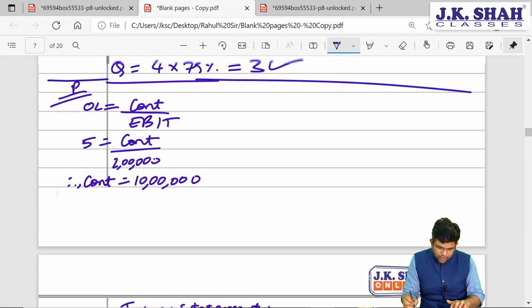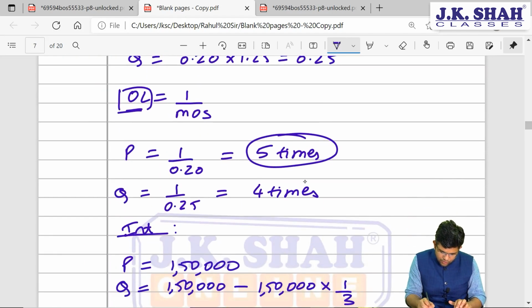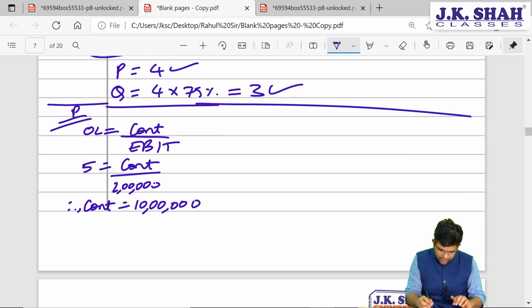Similarly for Q, children, for Q the operating leverage was 4 times. So can I say 4?